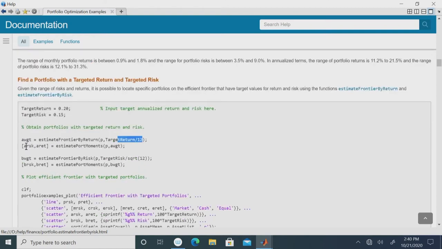And so, in this case ARSK and ART are going to give us the target return on a monthly basis. That means it is going to give us the efficient portfolio with the targeted return of 20% per annum. And in the second case, you see that we are taking the target risk and dividing by square root of 12. Remember that I said that we have to divide this by square root of capital T. So, in this case, we get the efficient frontier for the second case, when our target risk has been set at 15%.